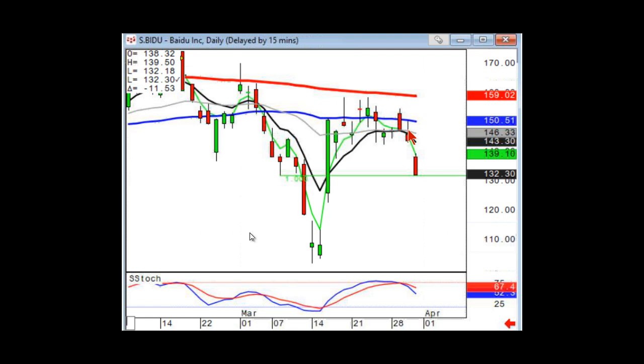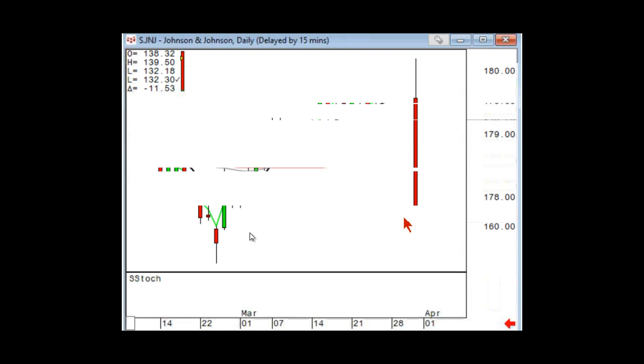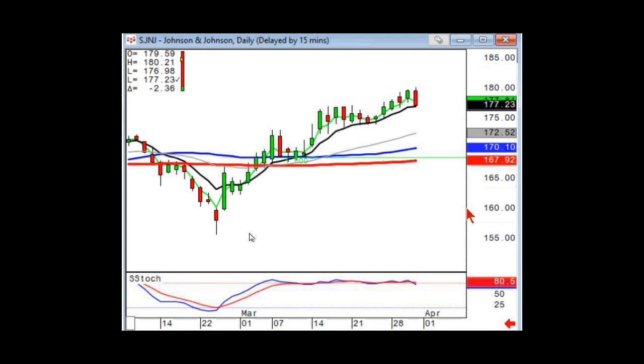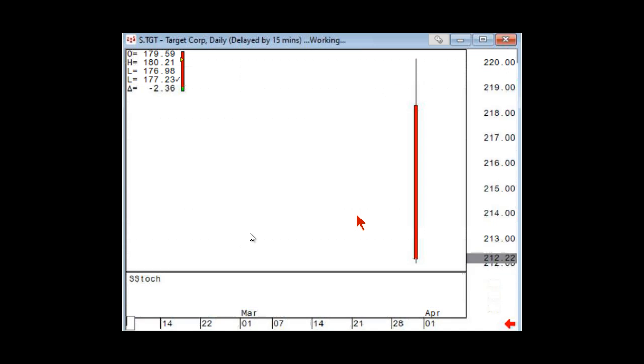Bidu goes short. A bearish, look how they failed right at the 50, closed back below the T line. Strong sell indicator. Johnson & Johnson. Okay, good, Larry. It looked like it was starting to run out of steam up here.